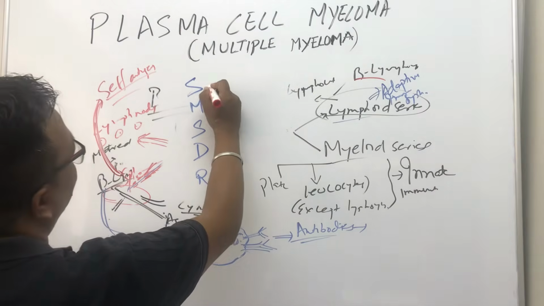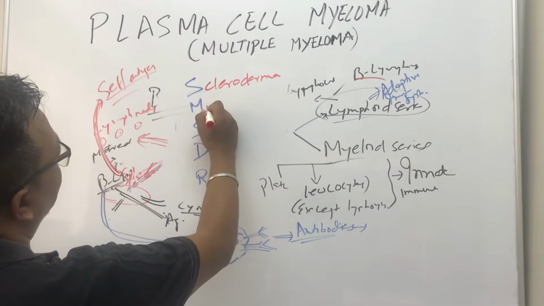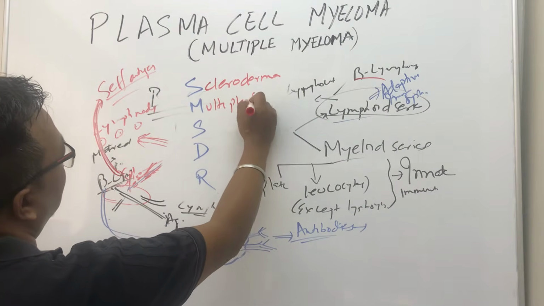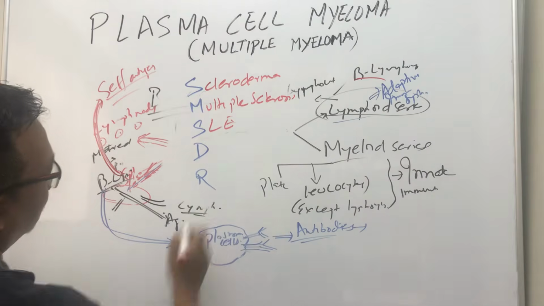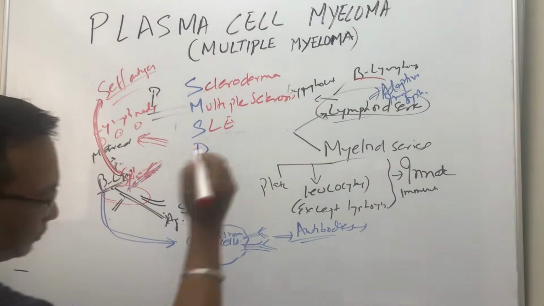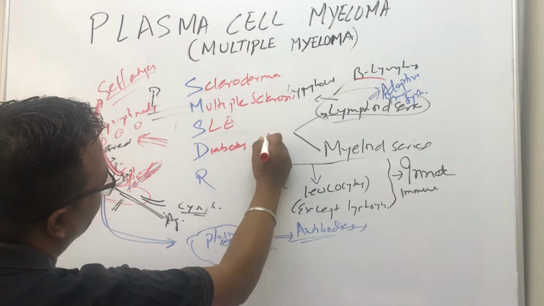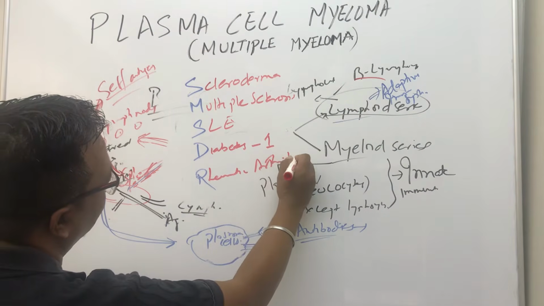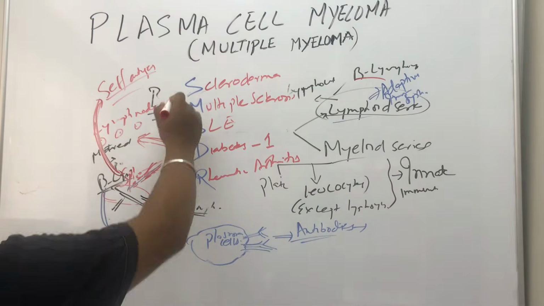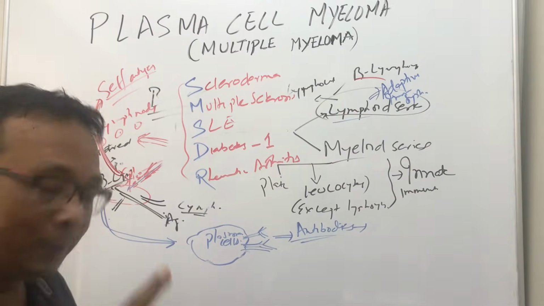So S for scleroderma, M for multiple sclerosis, S for SLE, then D for type 1 diabetes, R for rheumatoid arthritis. So these are autoimmune disorders related to B cells.